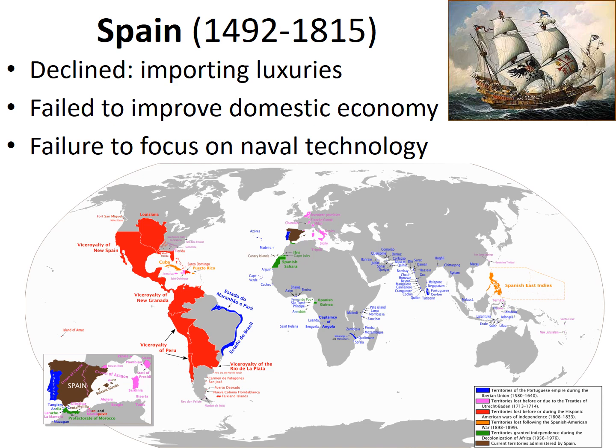Now, Spain declined as a result of importing expensive luxuries instead of improving domestic economy. It had a failure to focus on naval technology, and essentially its failure of naval power was influenced in part by the focus on land power. Because Spain was constantly having to deal with issues in Italy and France, it couldn't exclusively focus on maritime operations, or at least maritime operations other than galley operations, which are rowed vessels in the Mediterranean.